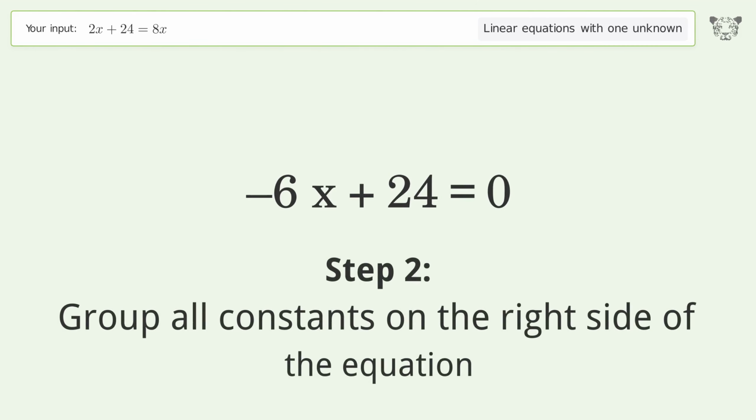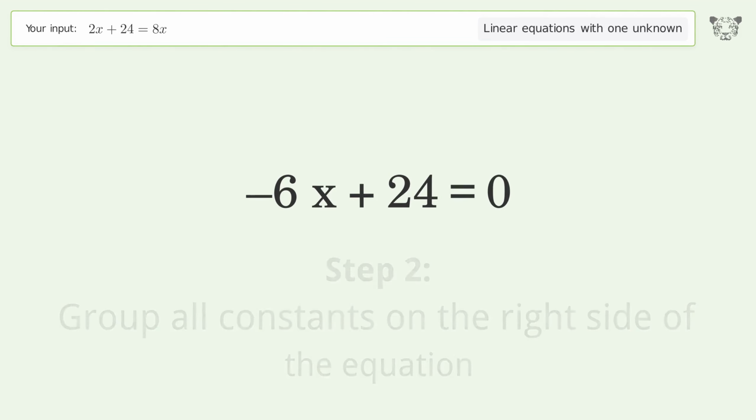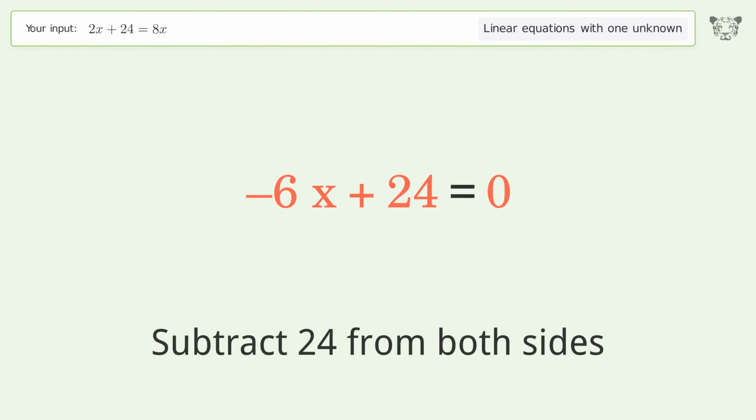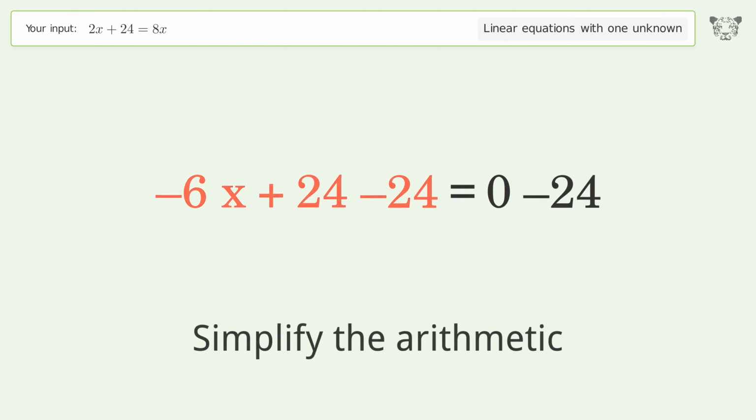Group all constants on the right side of the equation. Subtract 24 from both sides. Simplify the arithmetic.